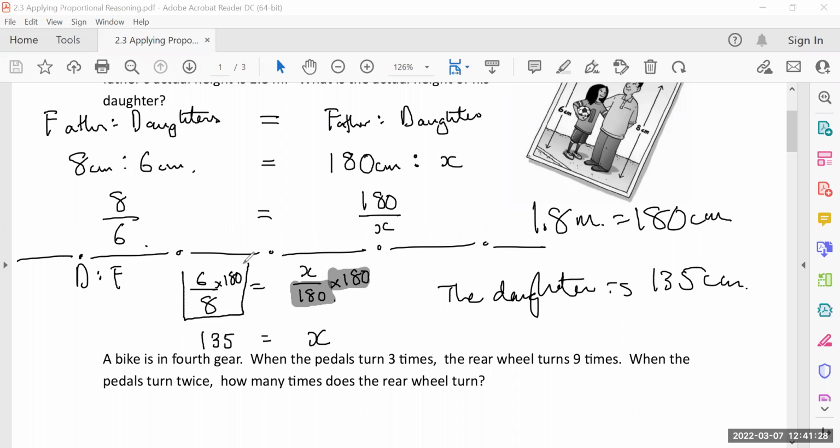Oh, I solved this. You just put them in the calculator, right? So you do 6, divide that by an 8. That looks like a percent. 6, divide that by an 8, multiply by 180 is what that is.